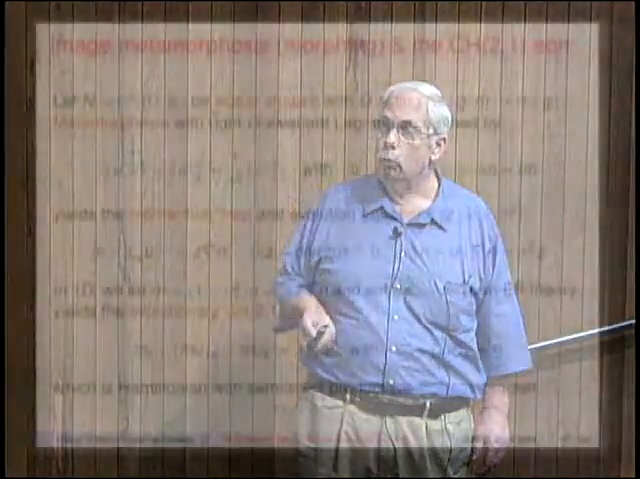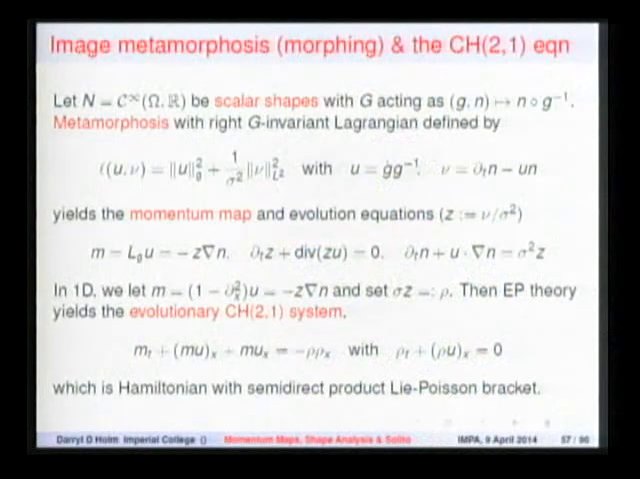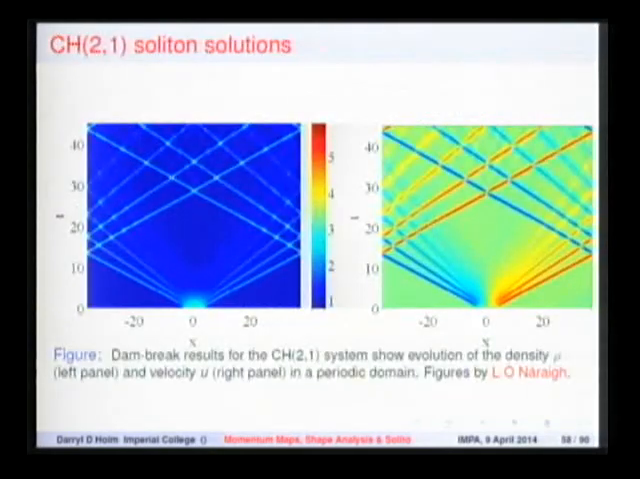This equation here, it's called CH21 for a reason. Or CH2 at this stage. This guy was discovered in 2005 or 2006. It's also completely integrable. It also is solvable by inverse scattering transform. So it's an interesting equation. Here's what it looks like for the solution. This is rho, and this is the velocity.